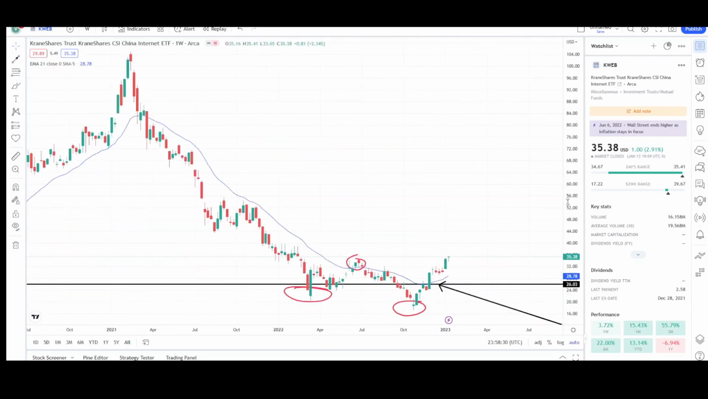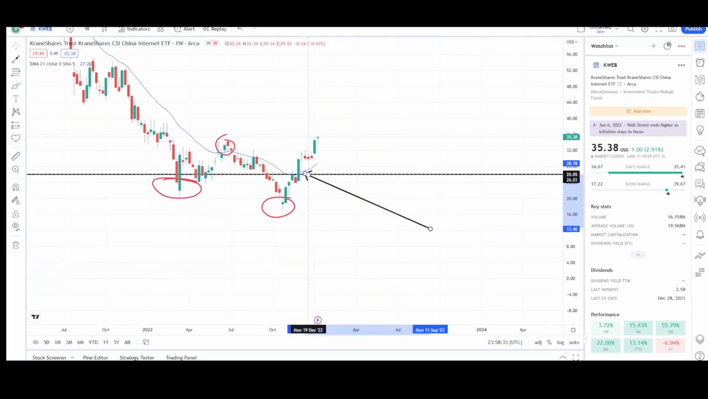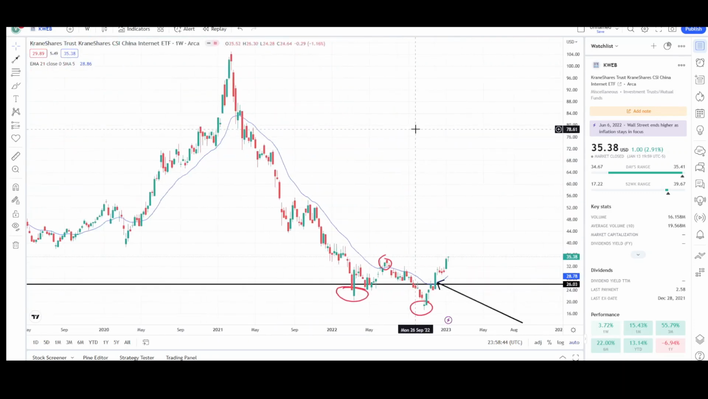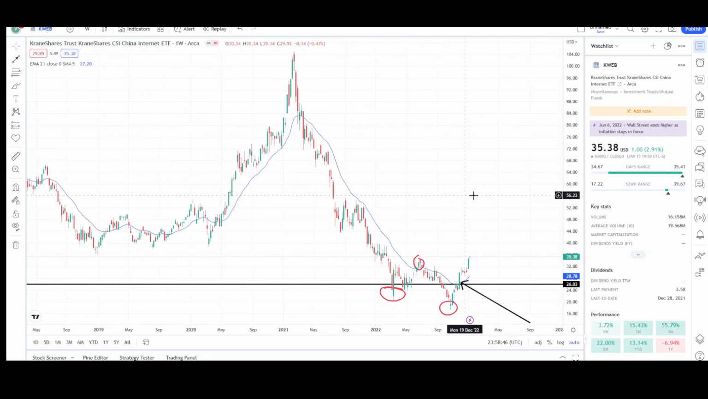That's usually indicative of a reversal, and you can see how this big green candle just smashed right through that level versus in the past it was very weak and it just sold off. So this is looking very strong. I'm pretty bullish on Chinese stocks right now, and I'm looking for higher price targets.